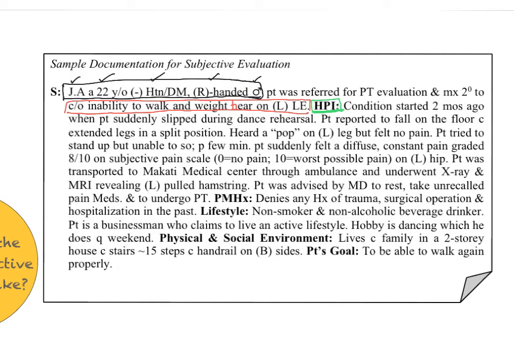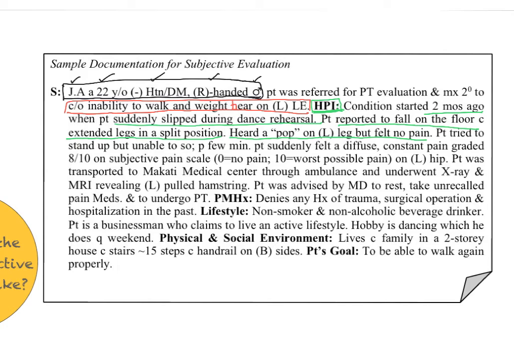So take note. The PT asked when it happened. So it happened 2 months ago. The PT asked how it happened. So it happened when the patient slipped during dance rehearsal. Okay, and then the PT made the patient tell the story. So reported to fall on the floor with extended legs. So the manner of falling was asked. And then all the necessary information was also asked.